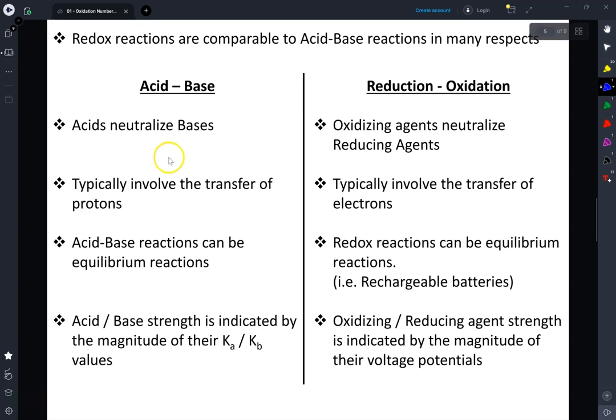In some cases, it can be helpful to think of redox reactions as being comparable to acid-base reactions. Where acids neutralize bases, oxidizing agents can neutralize reducing agents. While acids and bases typically involve the transfer of protons, redox reactions typically involve the transfer of electrons. We use the acronym Big ALE to help remind us that base is gain of the protons, while acid is loss of the protons. Meanwhile, we use the acronym Oil RIG to help remind us that in redox reactions, oxidation is loss of electrons, while reduction is gain of the electrons. Acid and base reactions can reach an equilibrium, while so can redox reactions.